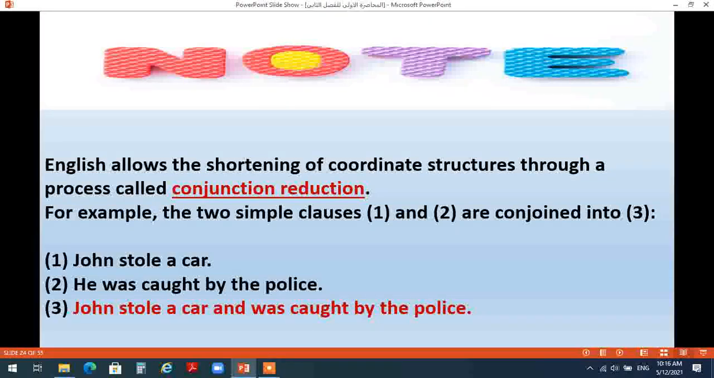There's some important note، ملاحظة مهمة، إنه English allows the shortening of coordinate structures through a process called conjunction reduction. إذن هنالك عملية تسمى conjunction reduction أو الاختزال باستخدام conjunctions أدوات الربط. For example, as you can see here, the two simple clauses, John stole a car and he was caught by the police. هنا لدينا عبارتين أو جملتين مستقلة، ممكن إنه نختزل هذين الجملتين باستخدام إحدى أدوات الربط.